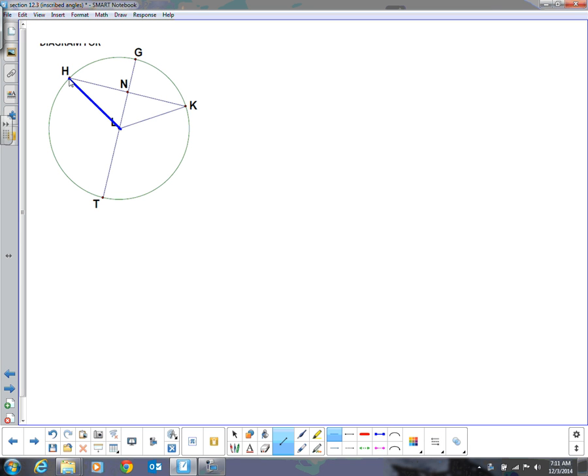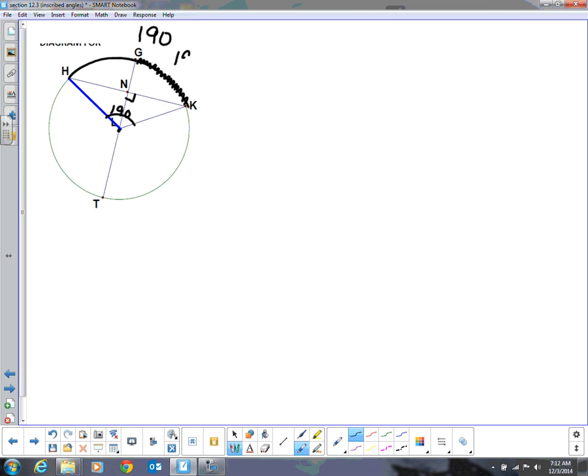What did they tell us that this measure was for this angle right here, this whole thing? They told us it was 190. If you've got a central angle, what's the measure of this great big arc up here? The measure of a central angle equals the measure of its minor arc. When you have a perpendicular relationship to a chord from a radius, what does it do to the chord? And what does it do to the arc? Bisects it.